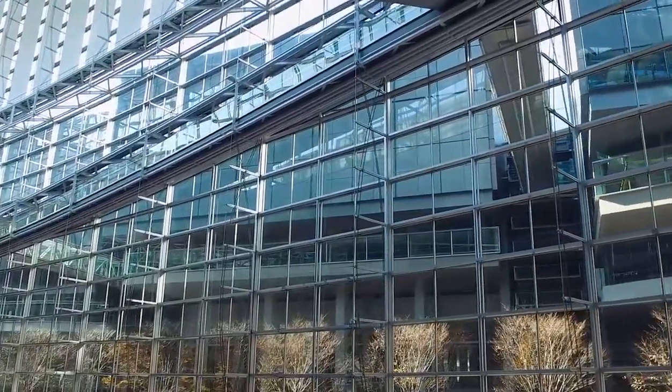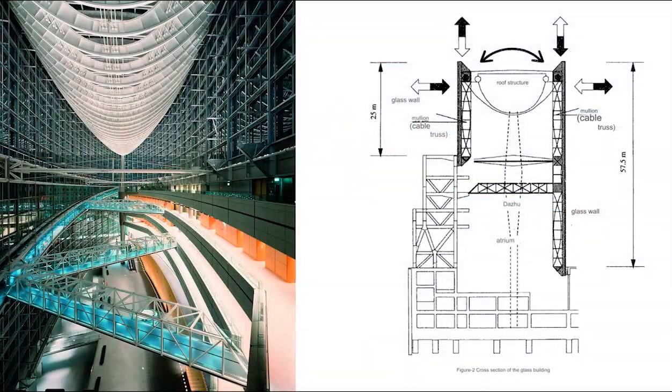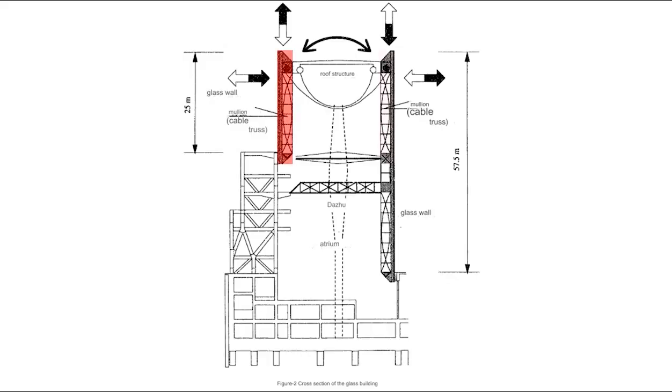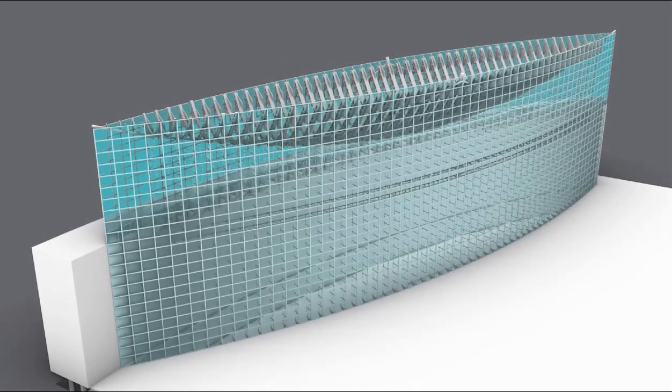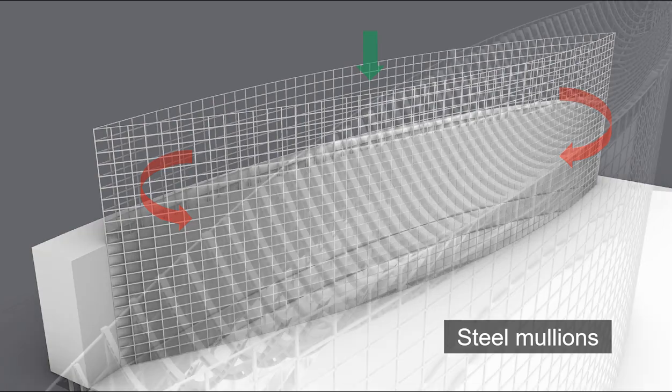Let's delve deeper into the structure of this cable truss. The cable truss system is divided into 3 sections across the length of the hull, with each section consisting of multiple units. Here's a breakdown of the components. First are steel mullions. These are resistant to bending and axial loads and are essential in the initial load-bearing process.